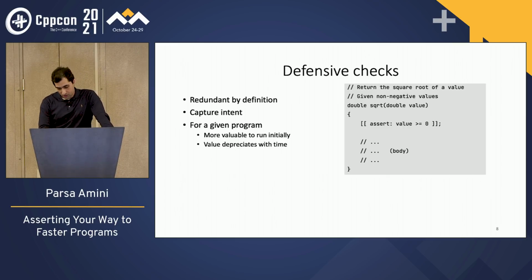The beneficiaries of this check are the programs that call the square root function. If they pass a negative number, they'll encounter a violation. If they violate the precondition, the assertion is going to trigger, and the execution is going to stop, hopefully.